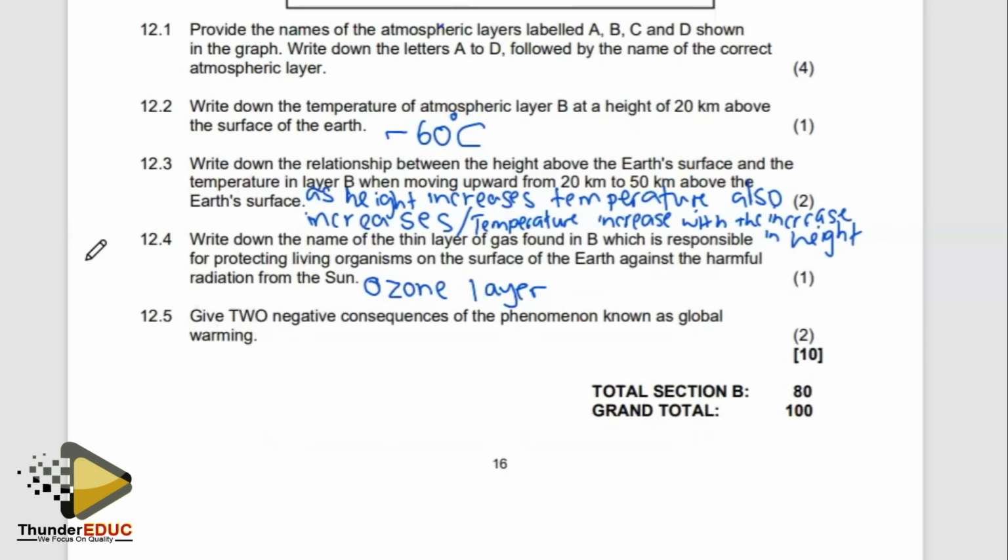Now, 12.5: give two negative consequences of the phenomenon known as global warming. First, you need to know what global warming is. We are saying it is the increase in the planet's temperature. That's the simplest definition of global warming.